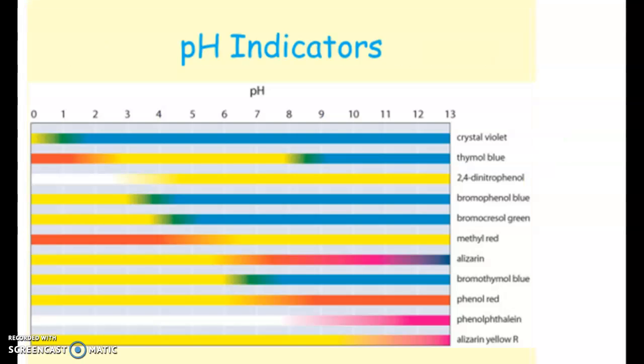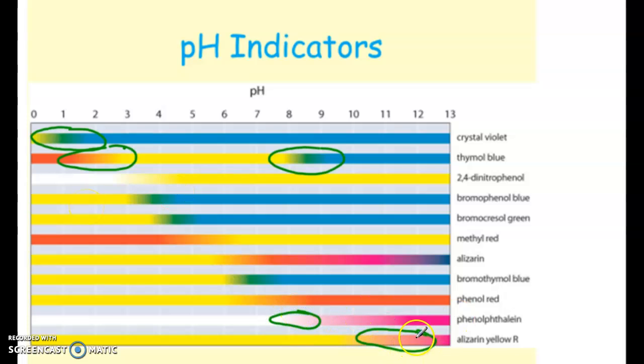So here are some examples of different indicators, and I like this picture here because it shows the color that they are in the different pH values. For example, you'll notice some of the color changes happen at a low pH. Some of them have more than one color change. Some of them, the color change only happens once, and it could be in different locations, right? So here we have one that's a little bit later on.